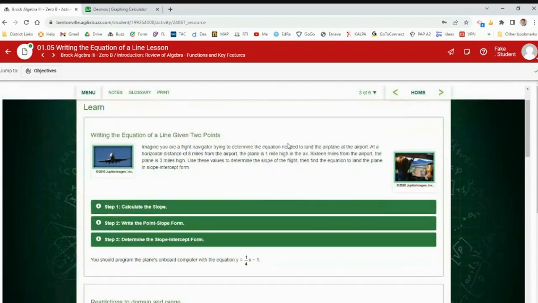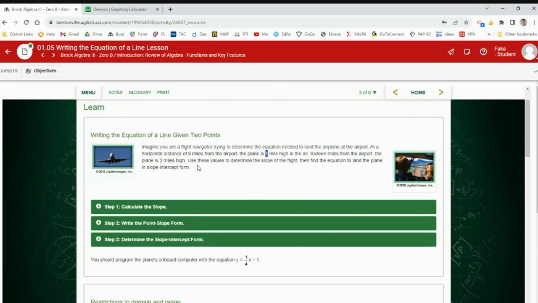All right, let's look at this. Writing the equation of a line given 2 points. So imagine you are a flight navigator trying to determine the equation needed to land the airplane at the airport. So you're trying to figure out what slope to come in. At a horizontal distance of 8 miles from the airport, you're a mile in the air. So that gives us one of our points. 16 miles from the airport, you're 3 miles in the air.